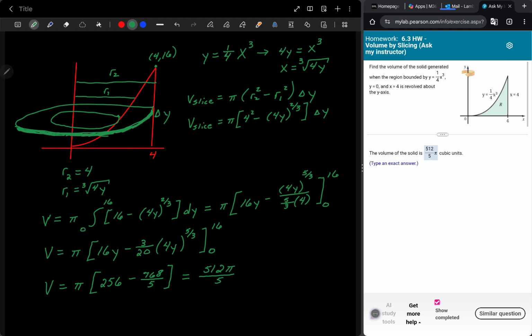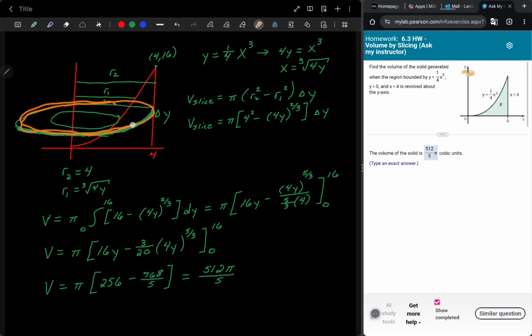So when I'm looking at this problem here, it says find the volume of the solid generated when the region bounded by y equals 1/4 x cubed, y equals 0, and x equals 4 is revolved about the y-axis. So over here on my work paper, I sketched out the region and rotated it about the y-axis. What I always like to think of is what one arbitrary slice is going to look like rotated. That's what I attempted to draw over here.